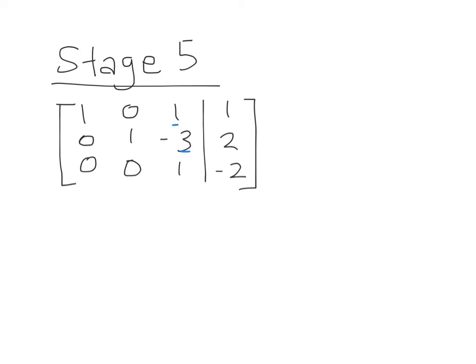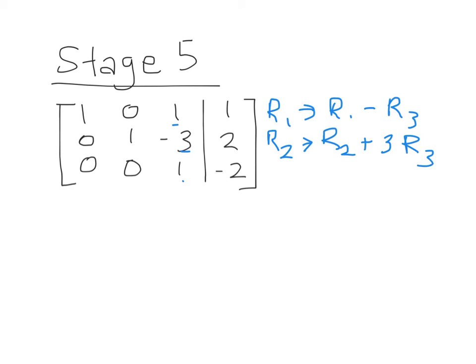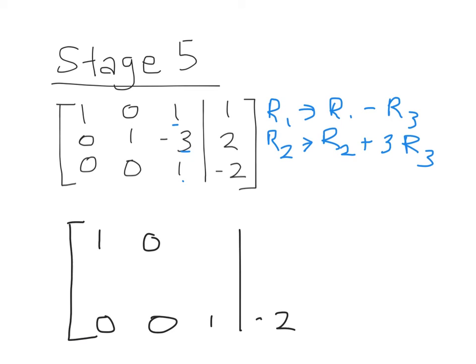We want zeros here, so we'll do row 1 becomes row 1 minus row 3, always using the leading 1 we just made. And row 2 becomes row 2 plus 3 row 3. So last row doesn't change. Let's do the first row. Row 1 minus row 3. 1 minus 0 stays 1. 0 minus 0 stays 0. Then 1 minus 1, there's the 0 we want. And 1 plus 2 makes 3.